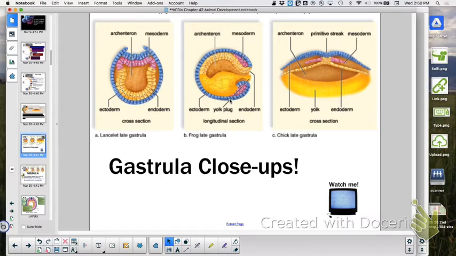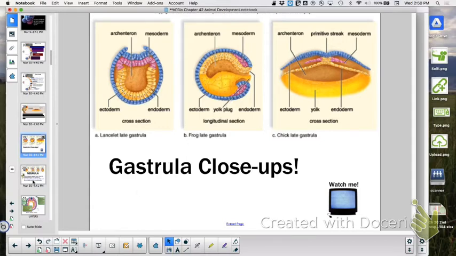A frog, which has an intermediate amount of yolk, can't just pop in and fold like this to form layers. It has to grow up and around the yolk like this in order to form layers, because the yolk is going to influence that. And then last of all is the chick, and there's a little blastodisc that sits on top of the egg in order to do it and forms layers. So I'm just telling you that the yolk is going to influence how the cells can move around, because it's going to limit that movement.